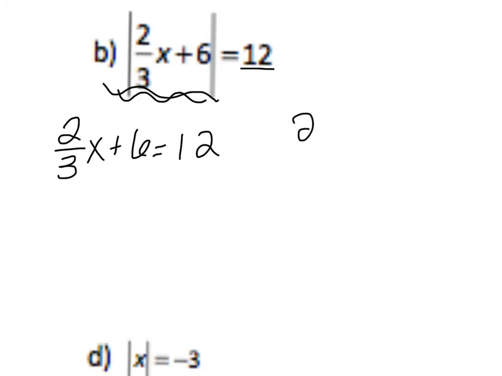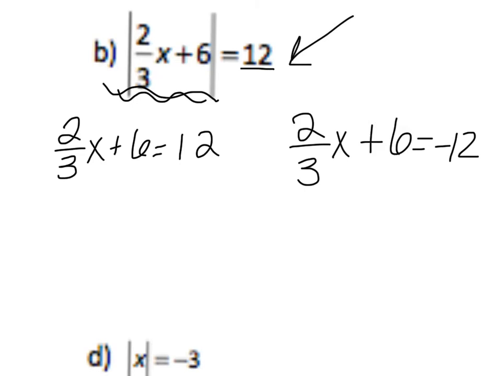to show that. So I have 2 over 3 x plus 6 equals positive 12, and 2 over 3 x plus 6 equals negative 12. The only thing that you change is what it's equal to. You don't change anything on the inside, only what it's equal to, a positive and a negative. And then you go ahead and solve from there, just like you would a normal equation.